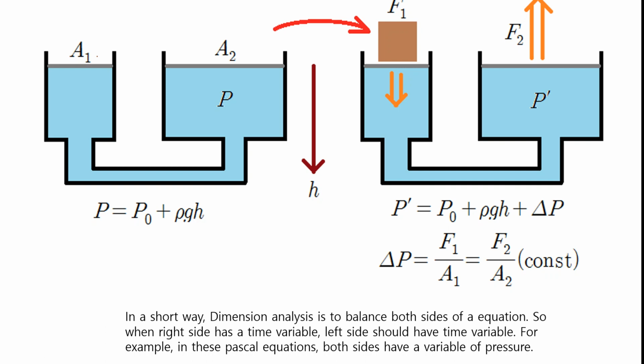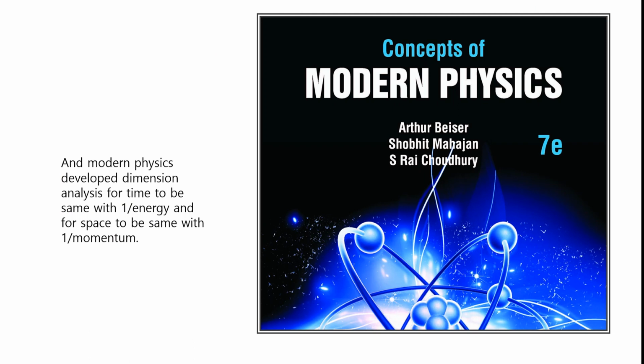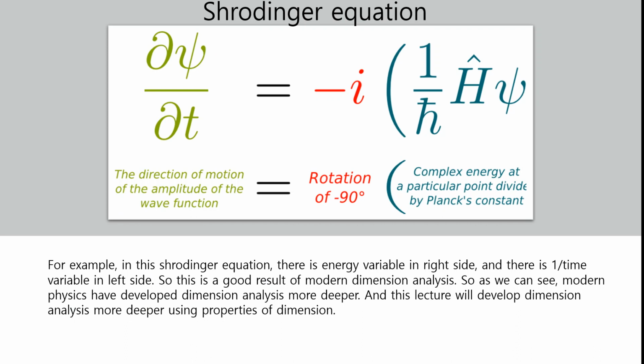So when the right side has a time variable, the left side should have a time variable. For example, in these particular equations, both sides have a variable of pressure. And modern physics developed dimension analysis for time to be the same as 1 per energy and for space to be the same as 1 per momentum. For example, in this Schrödinger equation, there's an energy variable on the right side and there's a 1 per time variable on the left side. So this is a good result of modern dimension analysis.